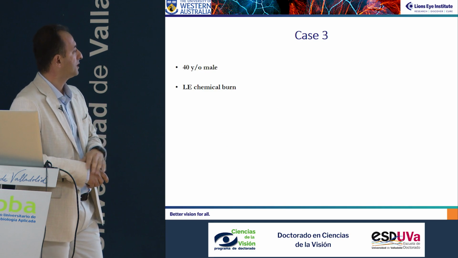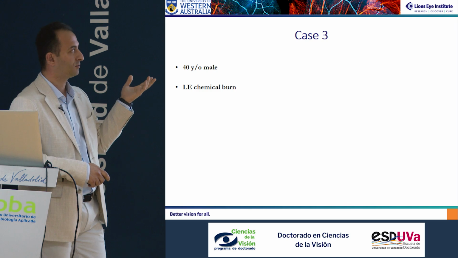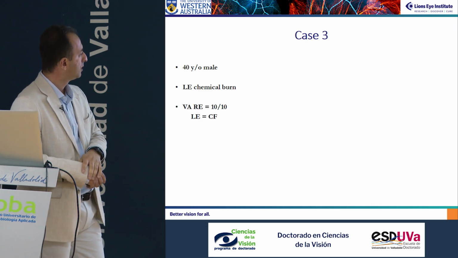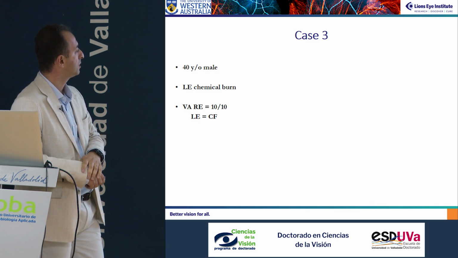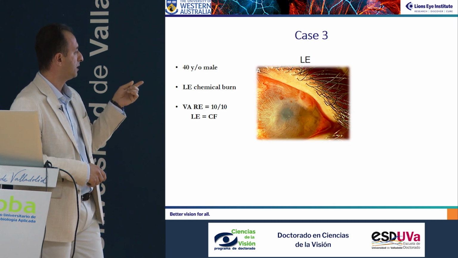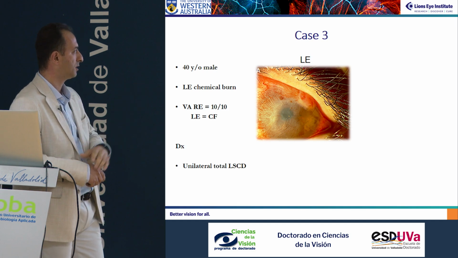The third case is, again, a male. They're all male. As you know, the main cause of chemical burn is work-related injuries, at least in Iran. So they're all males working with chemicals. This patient had, again, a left eye chemical burn, total limbal stem cell deficiency in the left eye and a normal right eye.